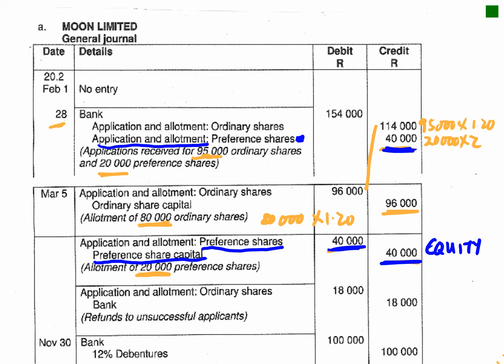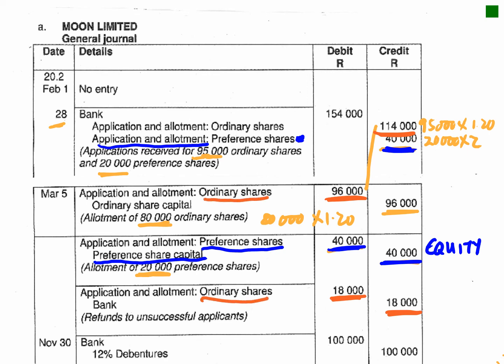Then the ordinary shares, we had received 114,000 Rand. We were only able to issue 96,000 Rands worth of shares. So that means the difference between 114 and 96 is 18,000, which has actually been oversubscribed, and we have to refund the people who applied for those shares. So we will credit the bank account and debit the application and allotment account for ordinary shares.